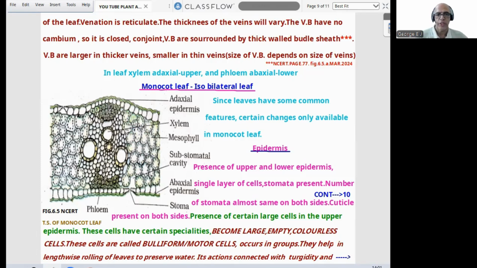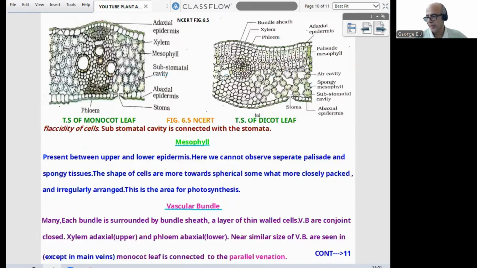Now comes the monocot leaf, the isobilateral leaf. Some features will be common, some will be different. Here also there is upper and lower epidermis, single layer, stomata present. The number of stomata is almost the same on both sides, cuticle present. Then there are certain large cells on the upper epidermis, called bulliform cells or motor cells. They are large, empty, colorless, causing lengthwise curling of the leaf, connected with the turgidity and flaccidity of the cells.